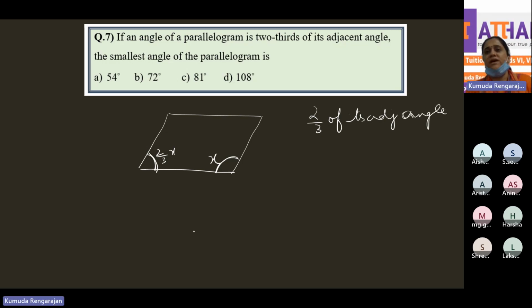2/3 of its adjacent angle. 2/3 meaning 2/3. Of is into. And adjacent angle, we have called it x. Two-thirds of its adjacent angle, 2/3 of is into, let the adjacent angle be x. So 2/3x. So if one angle is x, the other one is 2/3x.